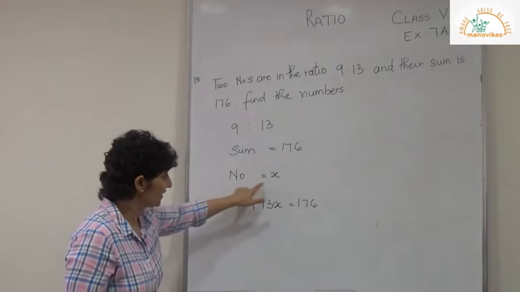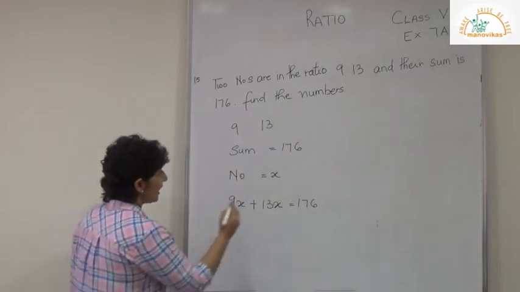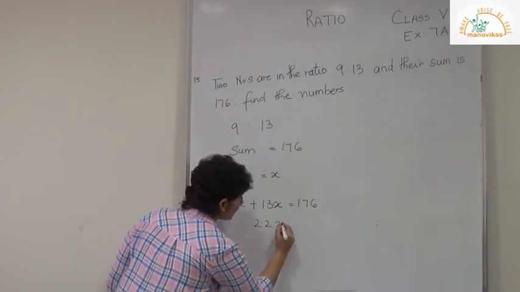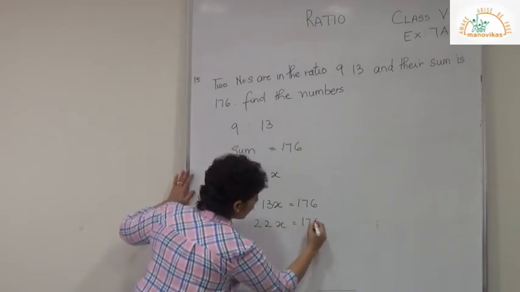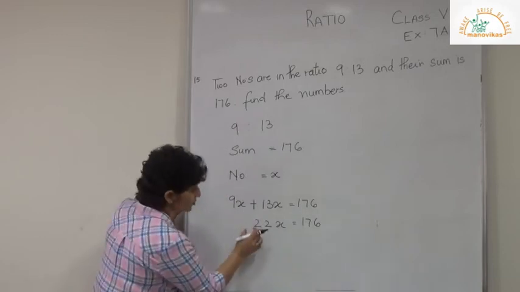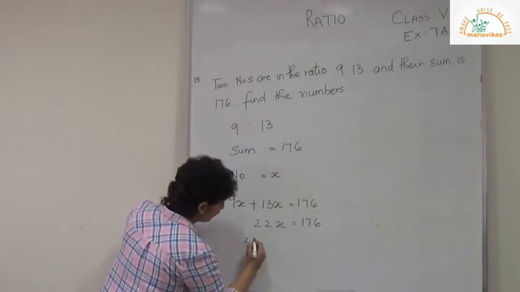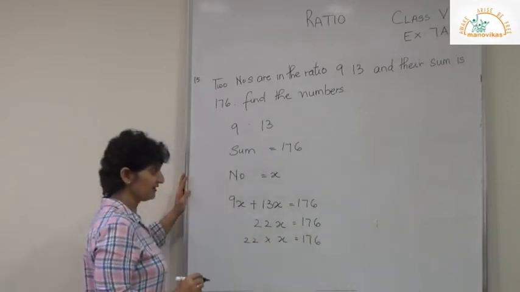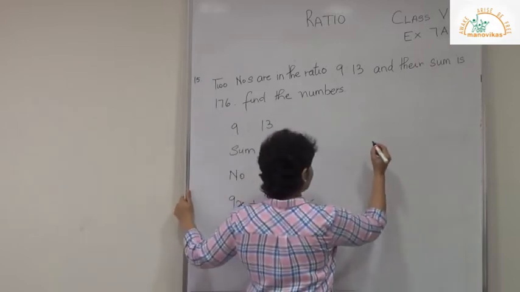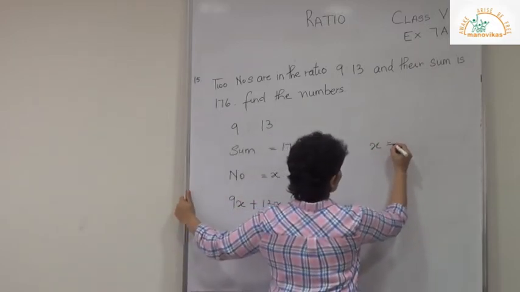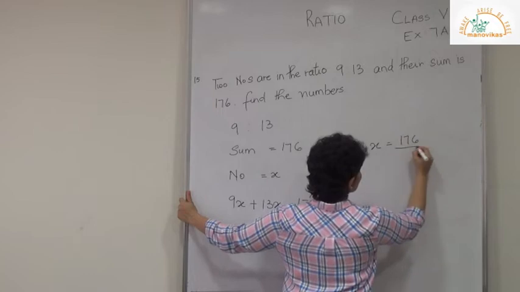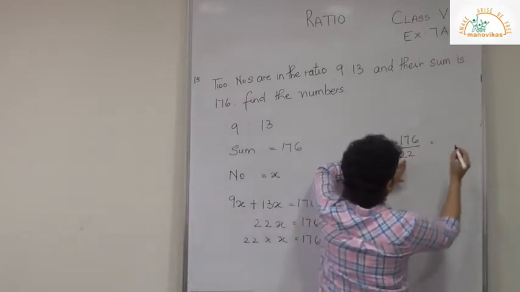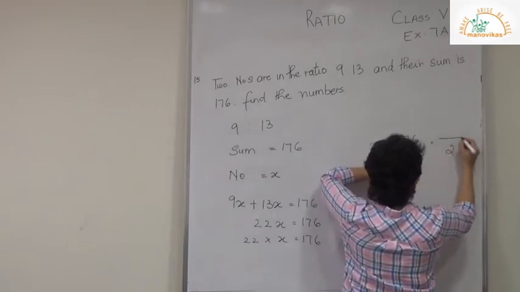Find the number. So I need to find out this. I know 13x plus 9x would give me 22x, which is equal to 176. 22x means 22 into x is equal to 176. Now let me do it here. So x is equal to 176 upon 22.